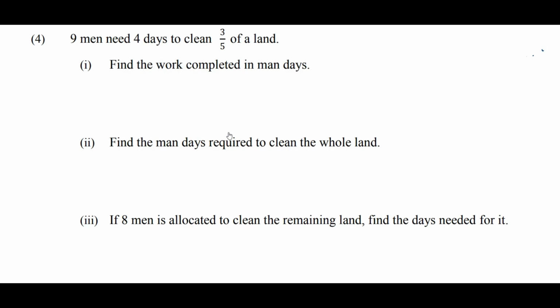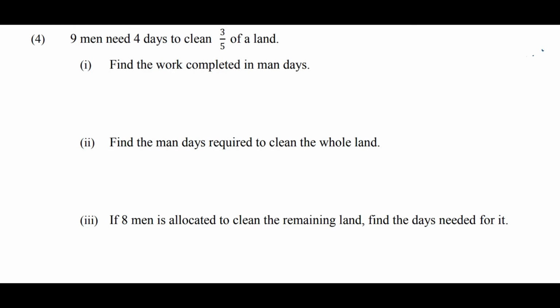Question number 4 is another good one. Inverse proportions. If 9 men need 4 days to clean 3 out of 5 of a land, there are 9 men and they need 4 days to complete 3 out of 5 of a task. Therefore, they are not doing the complete task. The first thing we are asked is to find the work completed in man days. Here completed does not mean the entire work. They are asking about these 9 men doing 4 days of work.